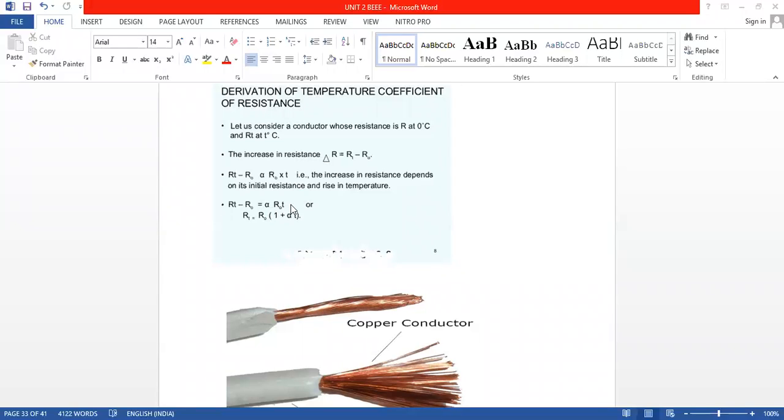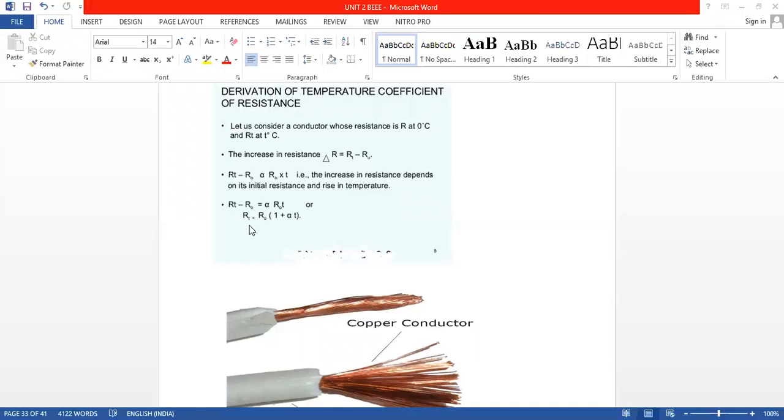R naught is the initial resistance. From this expression, bring R naught to the right hand side and take R naught common. What expression are we getting? The resistance at any temperature, RT, is equal to the initial resistance R naught into 1 plus alpha into T. This formula you have to remember. It gives the temperature coefficient of resistance, the relation between resistance and temperature.